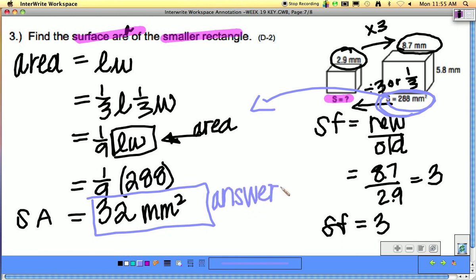Okay, the only thing that's different on this one is instead of looking at the original and finding the new, we just did it backwards. So same process, just going backwards, and so instead of multiplying every dimension by 3, we had to divide, or multiply by 1/3, every dimension because we're going backwards.